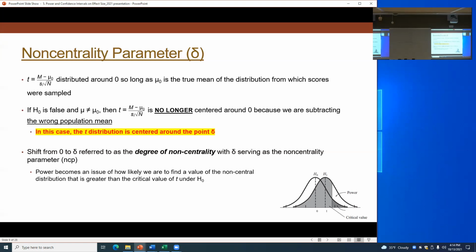non-centrality parameter. What this does is, if we're looking at our power analyses, we're trying to see how likely it is that I find a value in this non-central t that exceeds my critical value of t here. Okay, so here is my null distribution. Here's my non-central t distribution. Because I actually do have an effect, power becomes an issue of that non-central distribution. What proportion of that non-central distribution exceeds my critical t that I would expect under the null?